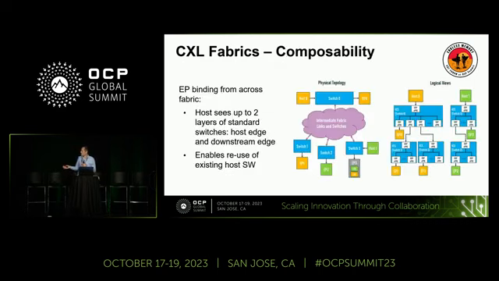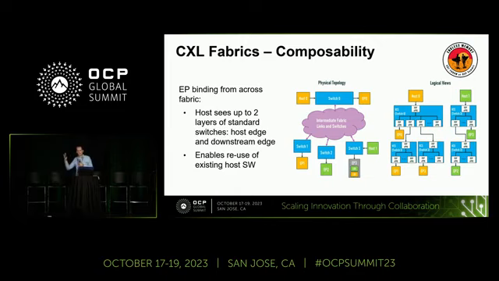To address the composability piece, we allow for endpoint binding from anywhere across the fabric. So the host is only ever going to see up to 2 layers of standard switching. A layer switching directly attached to it, which we call the host edge. That's its entry point into the fabric. And when necessary, a second layer for a downstream edge.